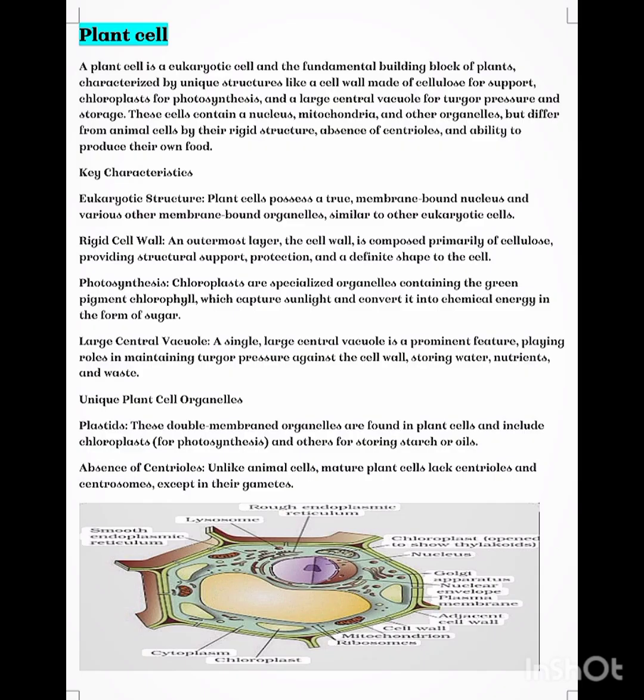A single large central vacuole is a prominent feature, playing roles in maintaining turgor pressure against the cell wall, storing water, nutrients, and waste. Unique plant cell organelles, plastids. Double-membraned organelles are found in plant cells and include chloroplasts for photosynthesis and others for storing starch or oils. Absence of centrioles. Unlike animal cells, mature plant cells lack centrioles and centrosomes, except in their gametes.